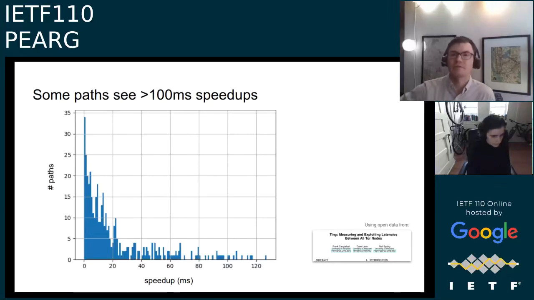So we have some data. This is from a project called Ting from 2015. Their data is public, and we have some analysis of it. They collected latency data between all pairs of a small subset, 50 nodes, in the Tor network. And of those, we find these latency speedup conditions in many of them. And as you'd expect, in most cases, these speedups are very, very small. But you do find some paths. There will be a pair of Tor relays where the default traffic path is over 100 milliseconds slower than you could get by routing via some other node.